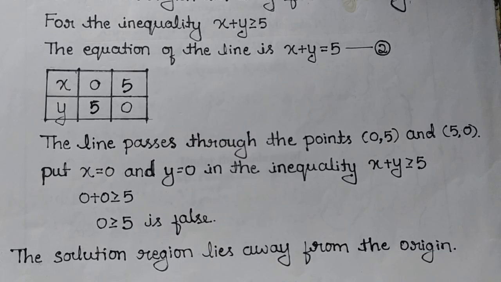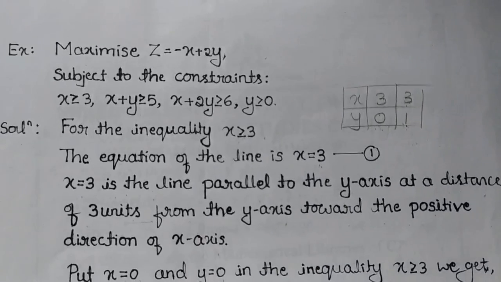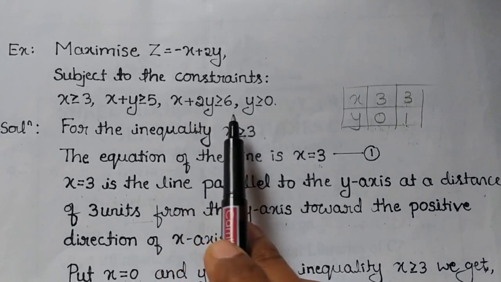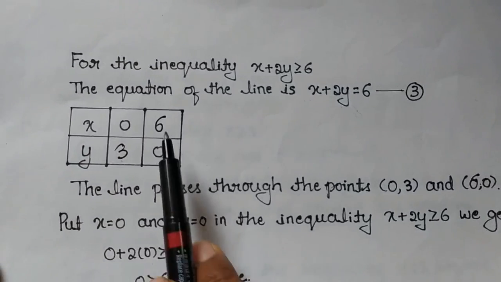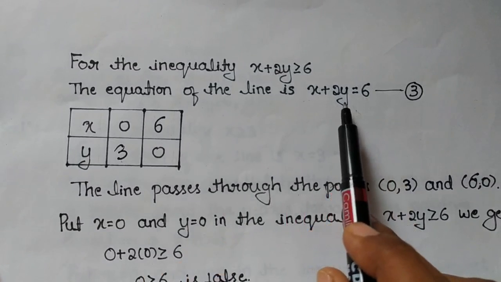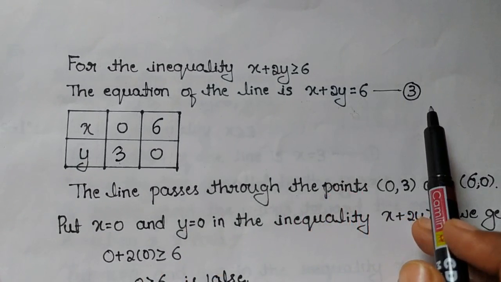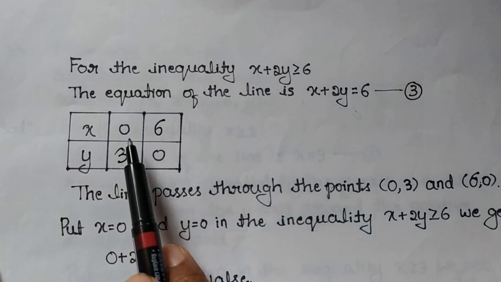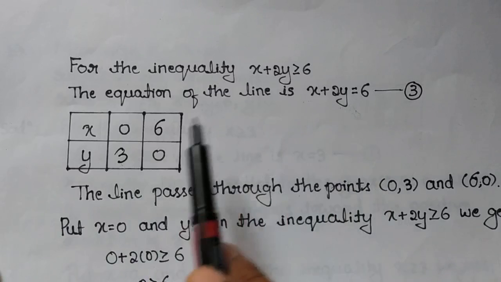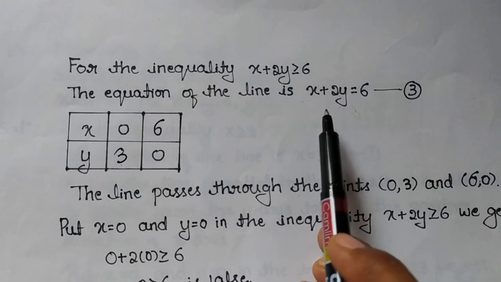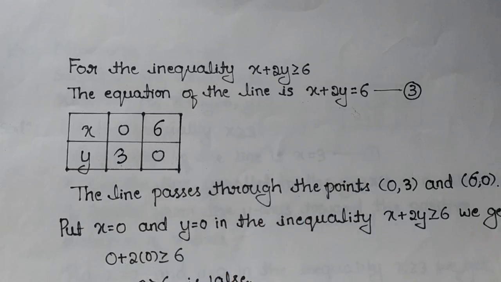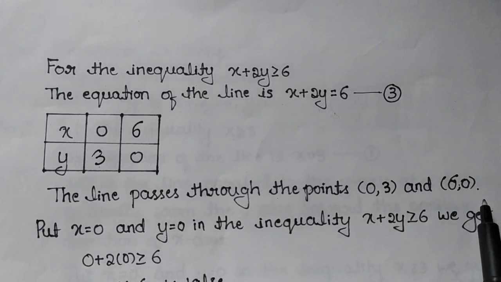Now the third inequality is x plus 2y greater than or equal to 6. For this inequality, the first step is the equation of the line is x plus 2y is equal to 6. Call this as equation 3. And put x as 0. On solving, we get y is equal to 3. Similarly, put y as 0 in this equation. On solving, we get x is equal to 6. Therefore, the line passes through the points 0, 3 and 6, 0.